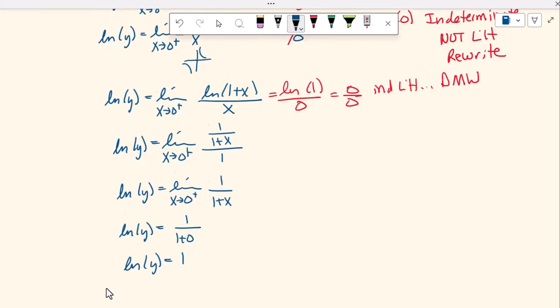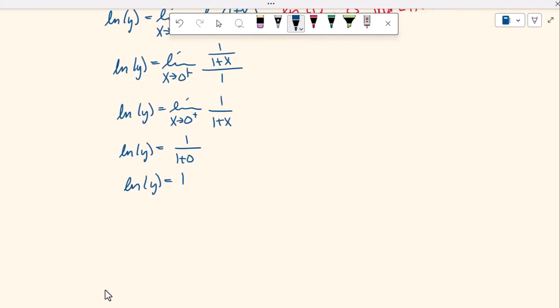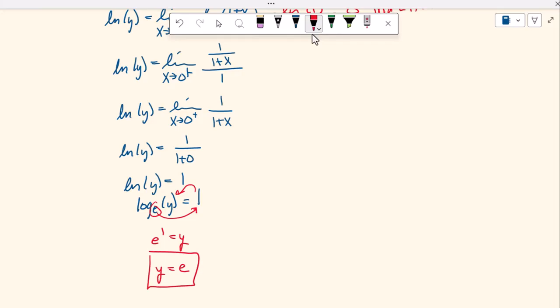And I'm not done. My answer is not 1 on this one, because I need to know what y is, not natural log y. So the natural log of what is 1? Let's see if we can rewrite that to figure that out. Well, natural log is log base e of y. And then I can rewrite this in exponential form. So my base is e, my exponent is 1, and the answer is y. So e to the first equals y. So y equals e. That's my answer. That's the definition of e.